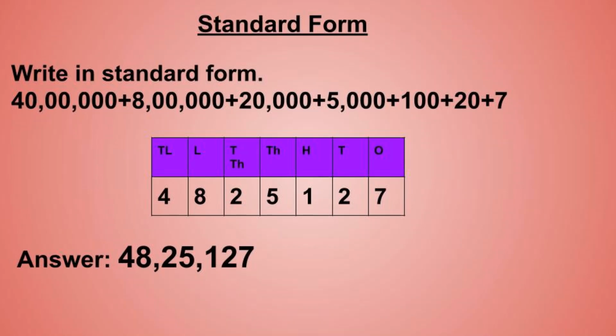That means it contains 4 ten lakhs. Represent this number 4 in the place value chart as mentioned here. 4 comes in ten lakhs place and 8 lakhs. That means it contains 8 lakhs, 8 in lakhs place. Then 20,000. It means 2 ten thousands. So 2 comes under ten thousands place. Next 5 in thousands place, 1 in hundreds place, 2 in tens place and 7 in ones place. Hence we find the number 48 lakh 25,127. Hence we find the answer.